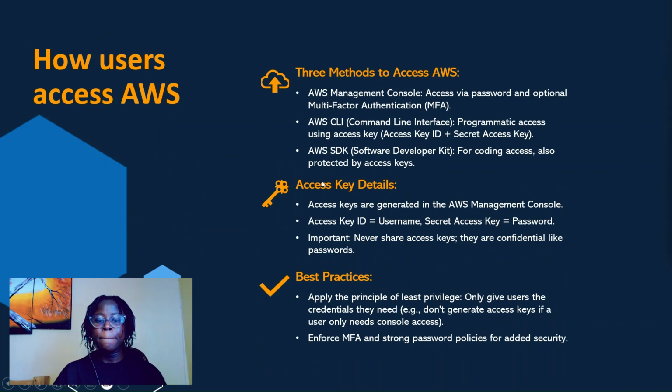Now, what are access keys? These are things that enable us to access AWS services programmatically. These are generated through the console, and they consist of an access key ID and a secret access key, which you can compare to a username and a password. And one of the best practices when using IAM, you should never share these access keys because they are confidential to you. Treat them like your passwords.